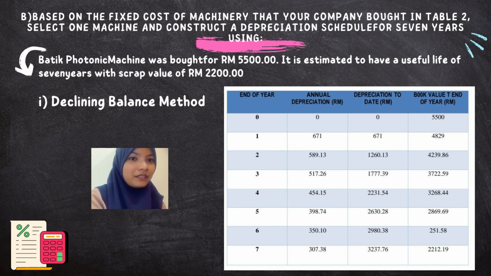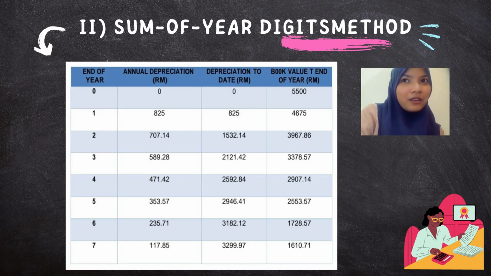Next, I will go to number 3B2, and it is the depreciation schedule for 7 years using the sum of year digits method. Our company assumes a useful life of 7 years, and the salvage value is RM5,500. To calculate and construct the depreciation table for the company, for the machine, what we can see here is a depreciation schedule with annual depreciation, depreciation to date and book value at the end of the year.